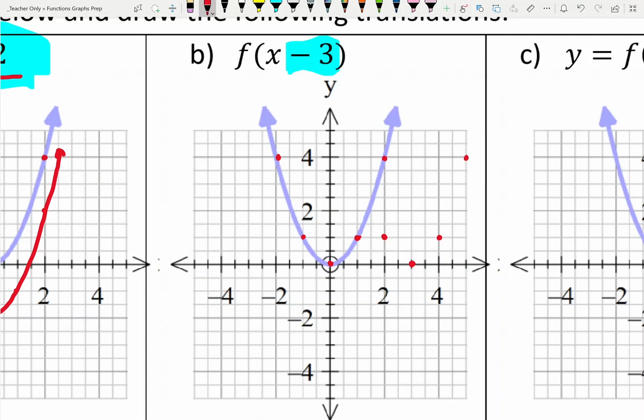Like this. So that's minus 1. And from there, we draw exactly the same shape, just translated 3 units to the right.